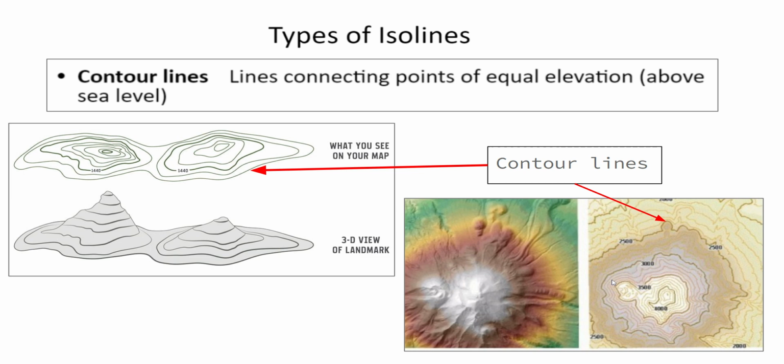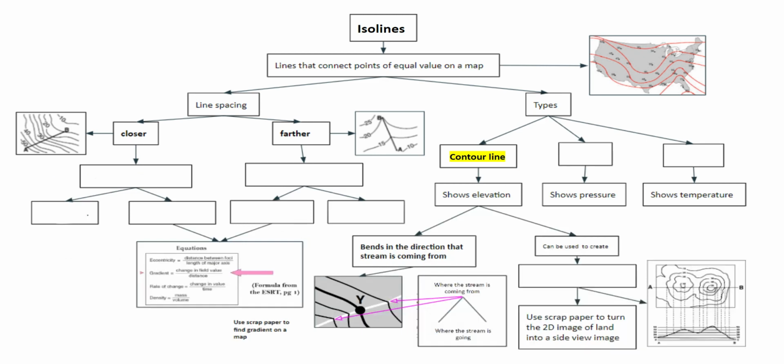And this elevation is 3,000. This is 3,500. Every single point on this line is 4,000, and so on. So this is the 3D view of the landmark. This would represent our topographic map, and these lines are our contour lines. Every single point on this line has an elevation of 1,440. So go ahead and write this down. One type of isoline is a contour line, and contour lines show elevation. Every single point on a contour line has the same elevation on a map.